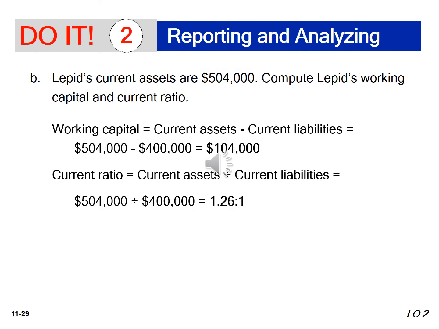Now for the second requirement, we want to figure out the working capital and the current ratio for the company, knowing that current assets for the company are 504,000. So the working capital, we said we're just going to subtract current liabilities from current assets. So we'll say 504,000 minus 400,000, that will give us 104,000 working capital. Whereas the current ratio, we're going to divide current assets by current liabilities. So we will say 504,000 divided by 400,000, that will give us 1.26.